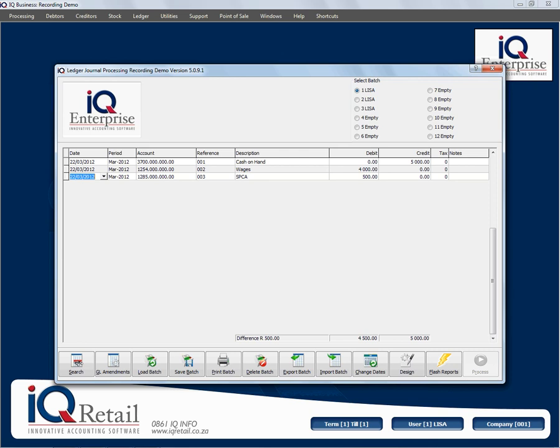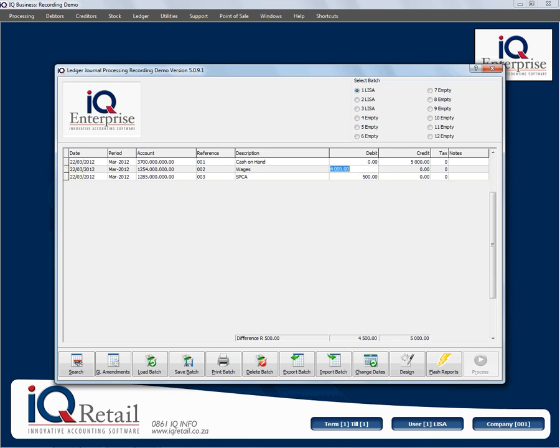It is important to remember, before you can process a journal, the debit and the credit transactions here at the bottom have to be equal to each other. In other words, there must be zero difference. Like you can see here, I created a little batch, but I still have a 500 Rand difference. That is why process is not available.